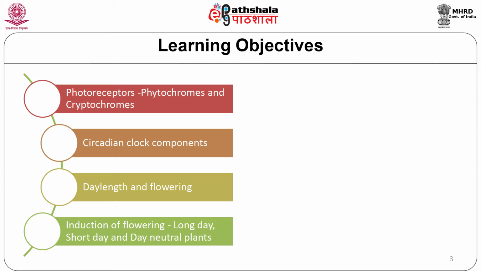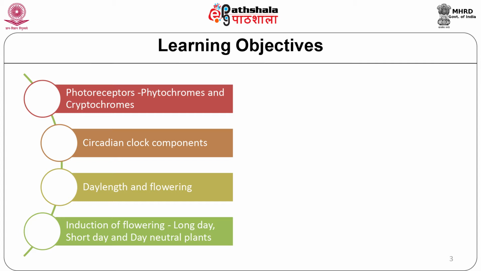Plants require light for growth and development. Through photosynthesis, plants are able to convert light energy into chemical energy, which is used for their survival and growth. However, light also plays an important role in regulating developmental processes, like flowering, for example.